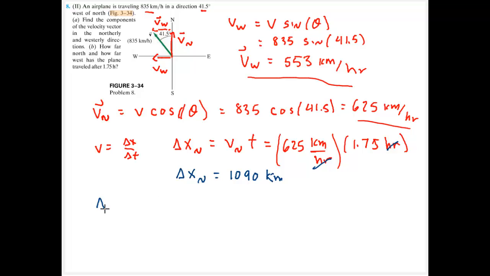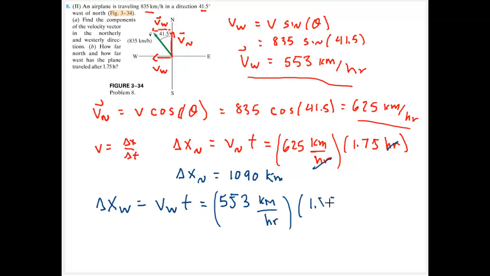Same thing for the westerly direction. My displacement in the westerly direction is going to be equal to the velocity in the westerly direction multiplied by the time. I know that the velocity in the westerly direction is going to be 553 kilometers divided by hours. I'm going to multiply that by 1.75 hours. I'm going to cancel out my hours right there, and we're left with a change in position to be 968 kilometers in the westerly direction.